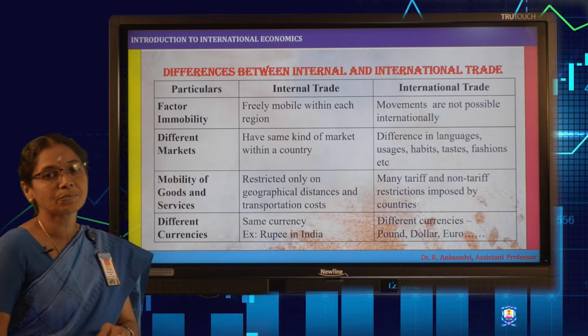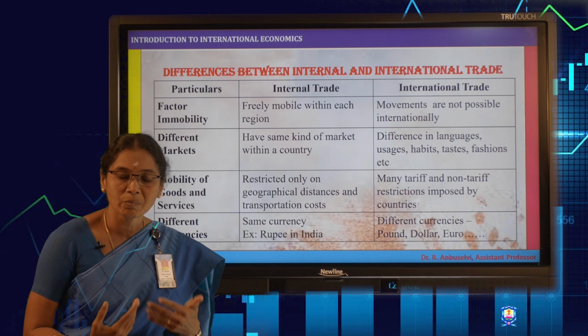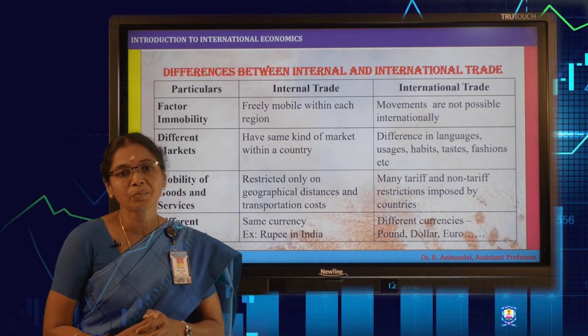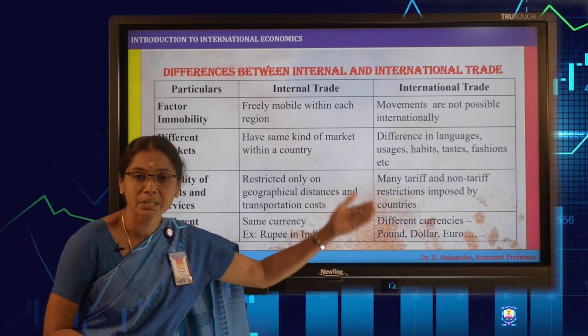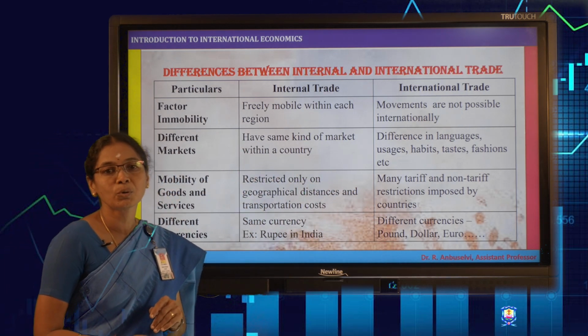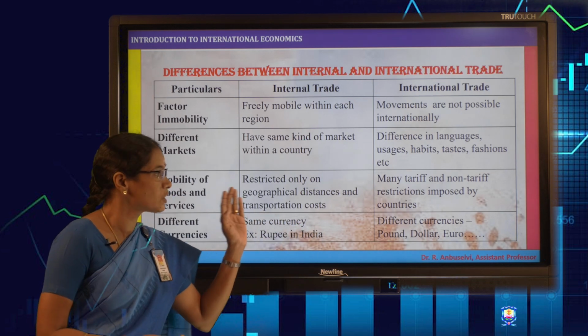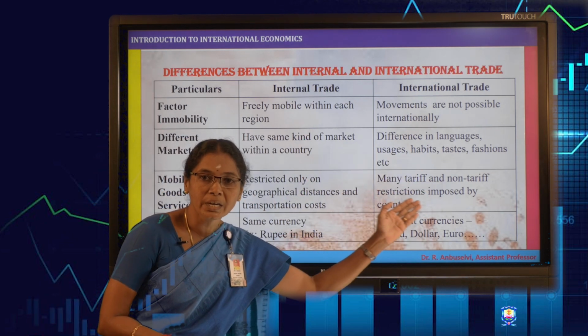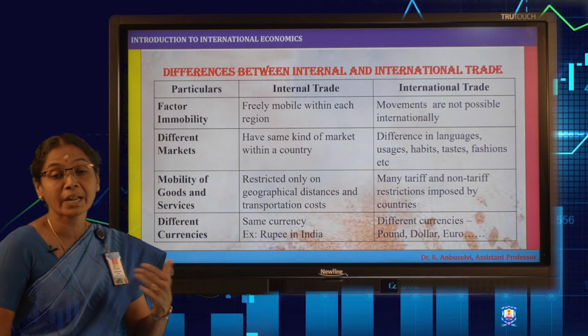And the second one is different markets. In our country, the languages as well as habits of people will be the same. But in international trade, we can see different varieties of people speaking different languages, and their tastes and preferences will also vary. The third important thing is mobility of goods and services. Within a country, there is easy movement of goods and services, but outside the country, we have to pay tariffs and quotas according to the countries' trade policies.